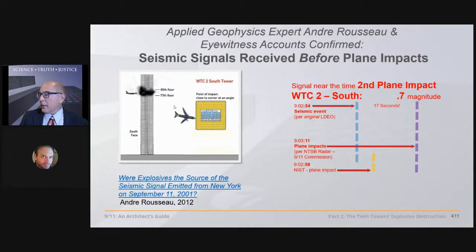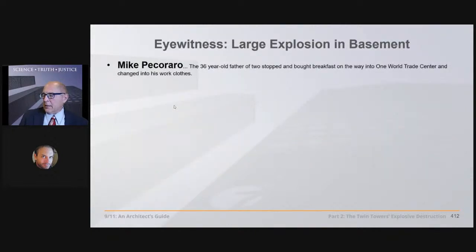NIST says, oh, we looked at the videos and we did our own analysis and we think the plane, ignoring the NTSB radar again, happened 12 seconds earlier than that. Gosh, you're still 5 seconds off. What do they do? They go back again to LDEO and get them to move their entire set of data back again 3 seconds in a report that they don't release. What could have possibly caused those seismic events, if it weren't the airplanes?